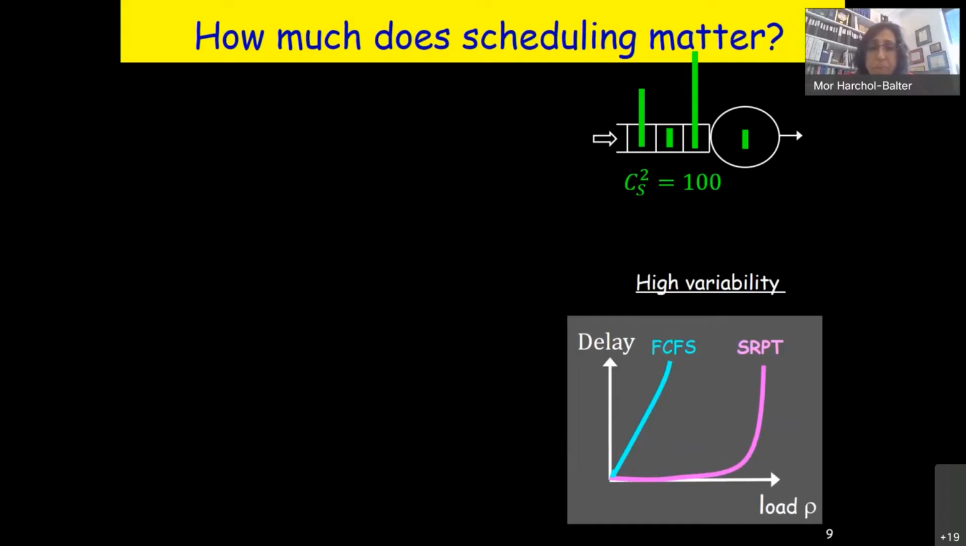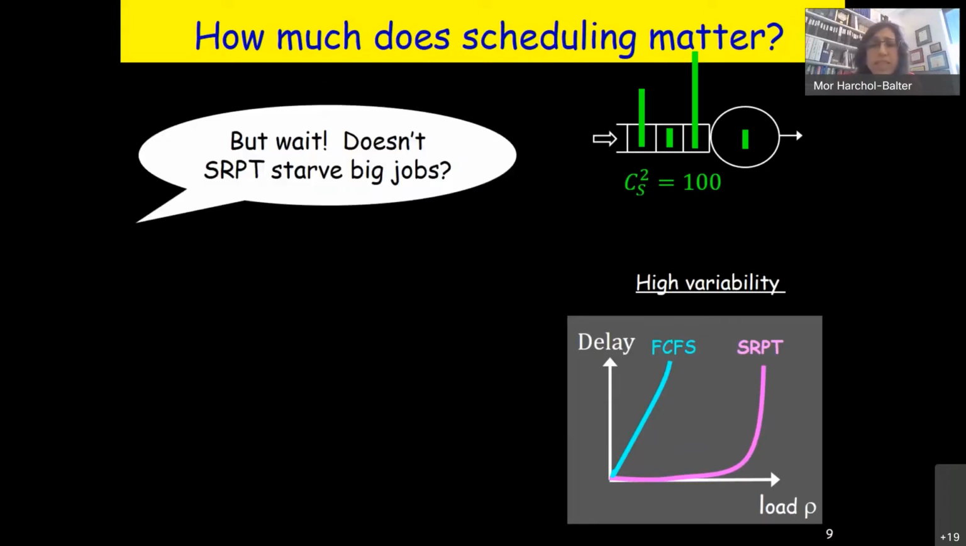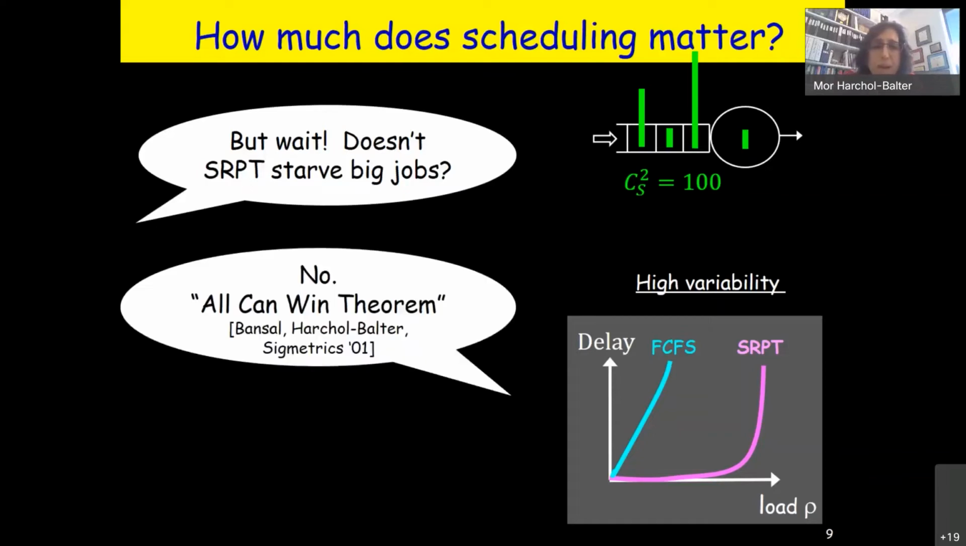Okay. Now you might be worried about this solution because you might say, wait a minute, SRPT is not so nice. Maybe it starves the big jobs. Maybe the big jobs don't get to go. But I wrote a paper way back when, very early on in my career in 2001, that shows that that's not really true. So first of all, when load is less than 1, nobody starves. Everybody will run.